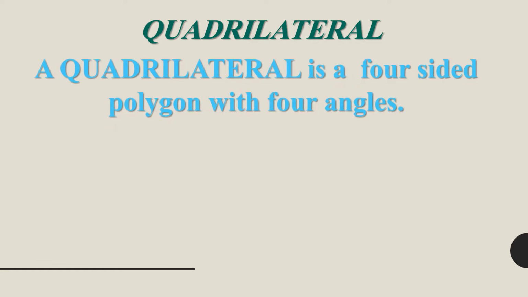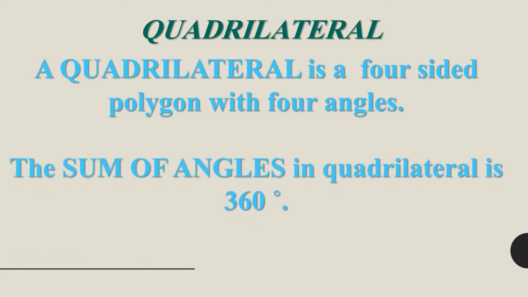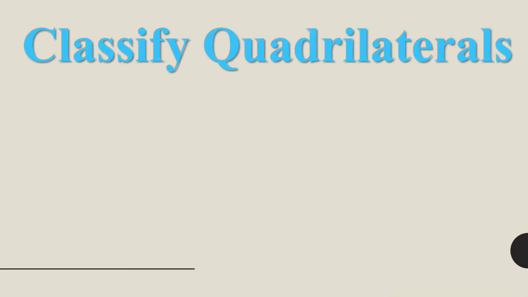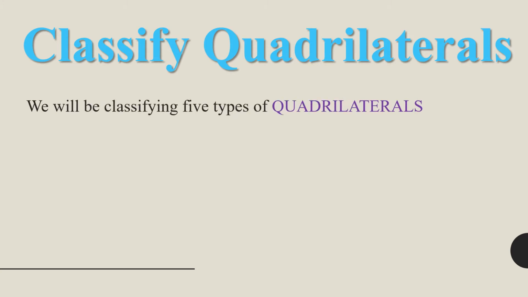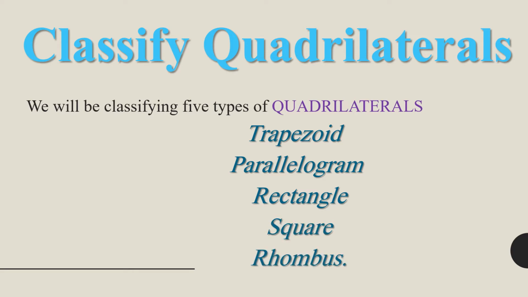Before classifying quadrilaterals, let's know what a quadrilateral is. A quadrilateral is a four-sided polygon with four angles. The sum of angles in a quadrilateral is 360 degrees. We will be classifying 5 types of quadrilaterals: trapezoid, parallelogram, rectangle, square, rhombus.